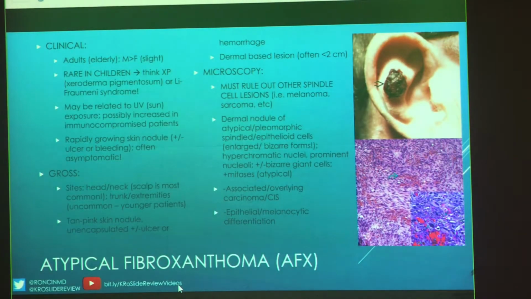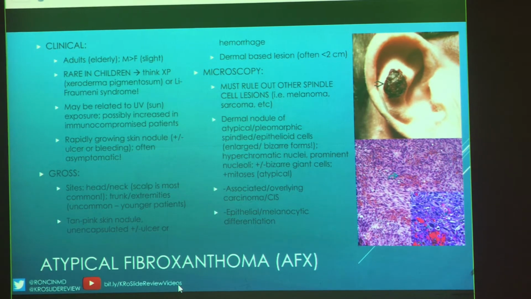So this is an atypical fibroxanthoma, or AFX. It often affects the elderly with a slight male predominance, but rarely can occur in children. If it does, you want to think about things like Li-Fraumeni or xeroderma pigmentosum. They're often related to UV exposure, but they can occur in immunocompromised patients. So we'd want to think about our chemotherapy patients, our transplant patients, our HIV patients. These are rapidly growing lesions, and we can appreciate that because of all the mitotic activity in them. They may be ulcerated or even bleeding, but more often than not, they're going to be asymptomatic. They're just growing very rapidly.